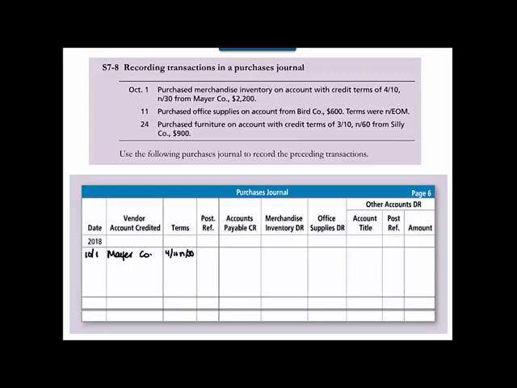So if I were doing that on a regular journal entry, I'd be debiting merchandise inventory, crediting accounts payable for $2,200. So that's what I'm going to do here. I'm going to debit merchandise inventory, credit accounts payable, $2,200. And that's all I have to do. Once I post it to the ledger, I'll go back and put the post reference in, but for now I'm not going to do that.